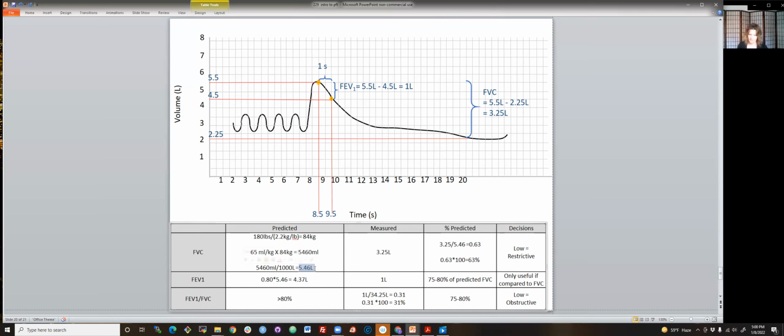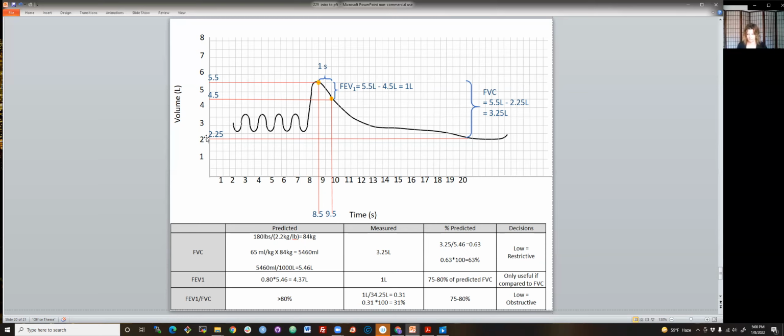Okay, so let's see what we got. When you look at your diagram, you want to find the very peak of inspiration, and you found it at about 5.5 over here on the left side, the volume. But you also want to find where was the end of expiration, where it began to plateau, and you found it way over here past this 20-second line. Draw the line across. It looks like it's landing on the graph at about 2.25.